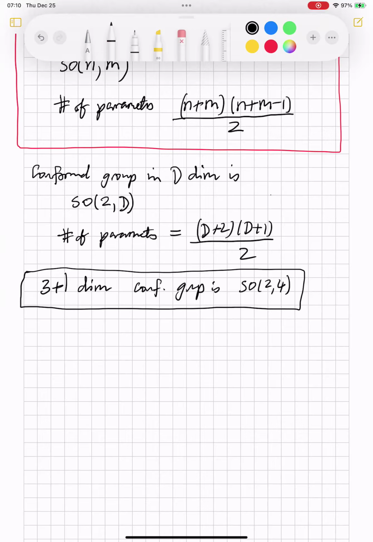It's not good enough to just count the number of parameters and show that the number of parameters match. To really prove that you have the same Lie group, you would need to explain how the elements of the Lie algebra of the conformal group that we constructed above are related to the elements of the Lie algebra of SO(2,D), and you would need to check that their commutators come out correctly. So that's what we're going to do next, and that'll finish off our discussion of the conformal group.